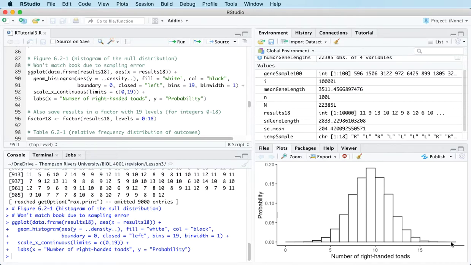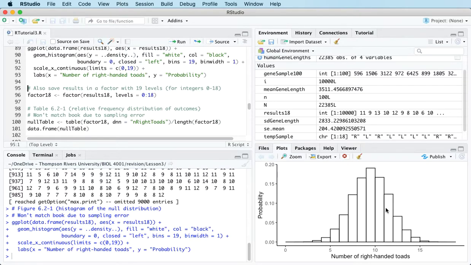There weren't many samples with all 18 being right-handed, and then we can count down as well: 9, 8, 7, 6, 5, 4, 3, 2, 1, 0. The number with 0 right-handed toads and all of the toads being left-handed, there weren't many of those either. Okay, so this is a graphical representation of our null distribution of our test statistic in this case.